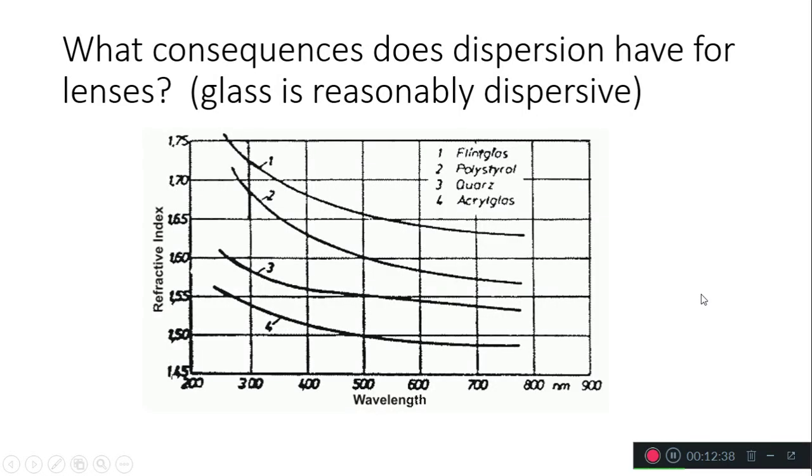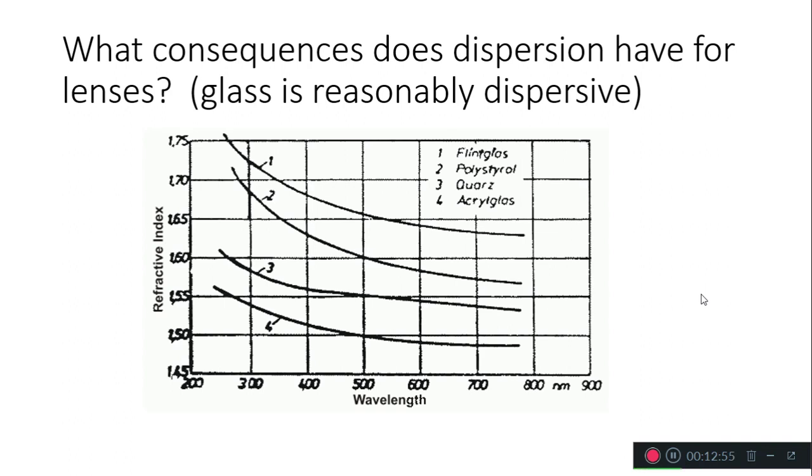Okay, so that's pretty cool. I don't think you needed physics to appreciate rainbows and gemstones. What does this do for us? So there's another effect in lenses that's kind of important. So what consequences does this have for a lens?